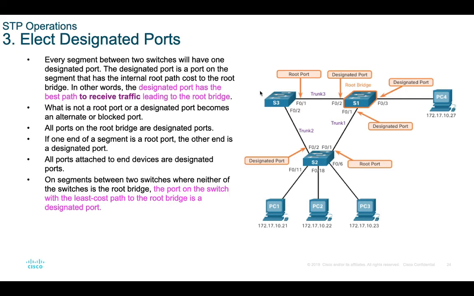But if there is a situation where a segment doesn't have a root port on either side, in this case the connection between switch 3 and switch 2, there is no root port in here. So how can we choose a designated port? A designated port will be chosen based on their bridge ID. The switch with the lower bridge ID will be picked as the designated port. So in this case, switch 3 and switch 2 compare their bridge IDs. Switch 2 has a lower bridge ID. So switch 2 will put F0/2 as a designated port.